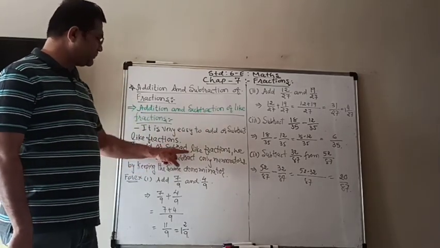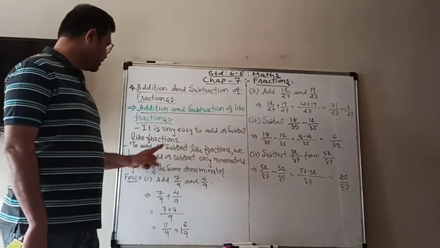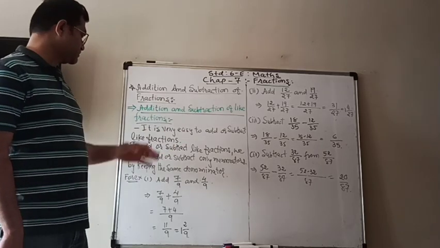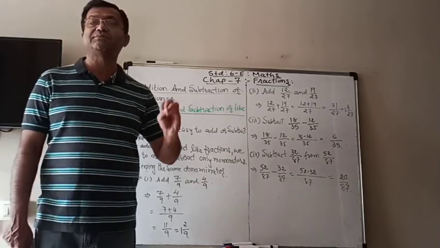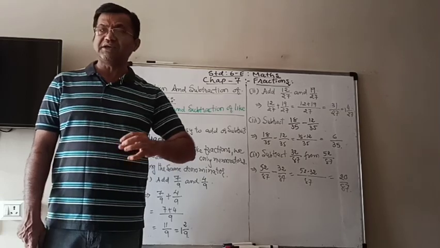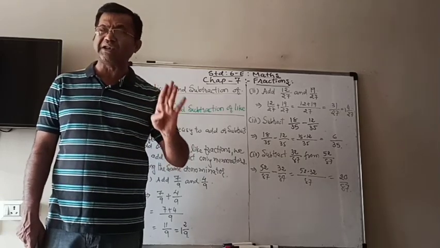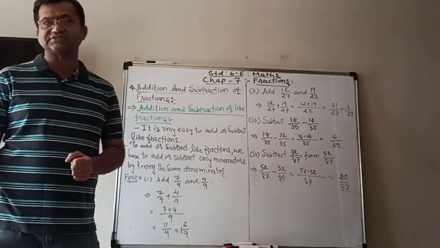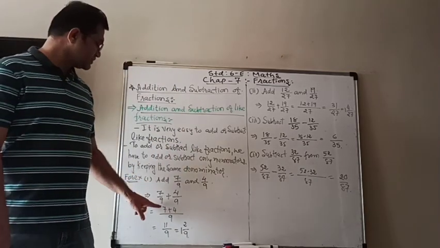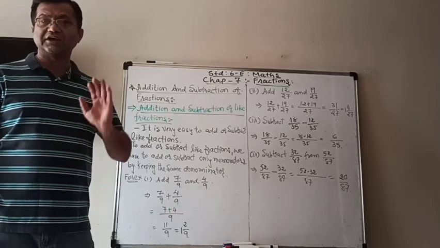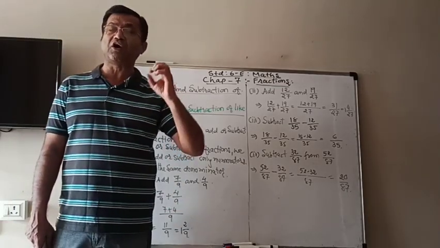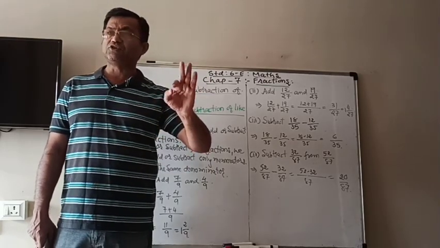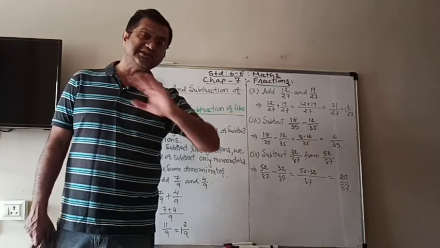To add or subtract like fractions, we have to add or subtract only numerators by keeping the same denominator. It means that when we have to add two like fractions or subtract two like fractions, we will keep the same denominator and do the addition or subtraction only for the numerators. And then you will get the answer very easily.